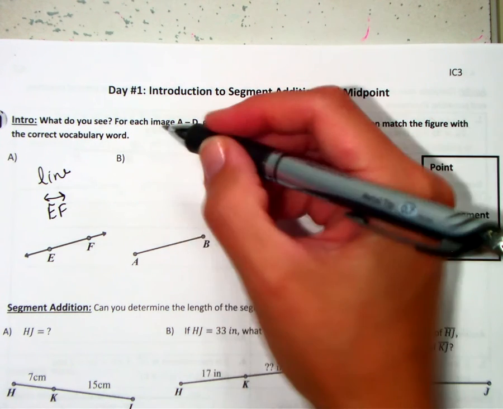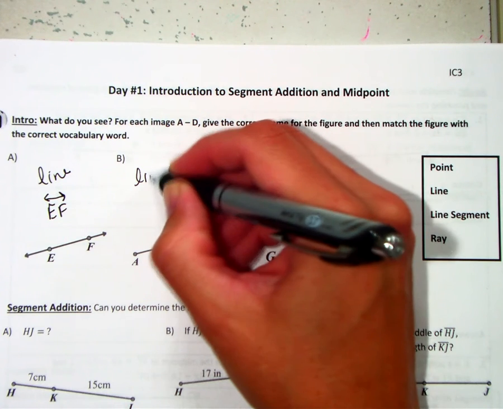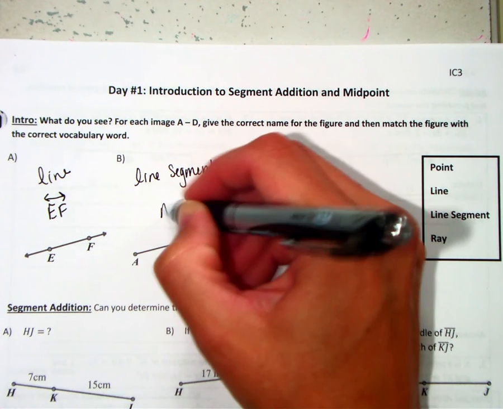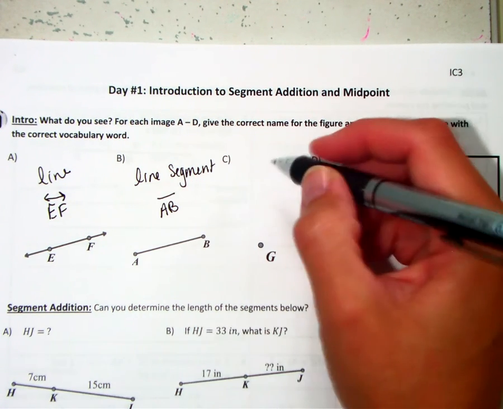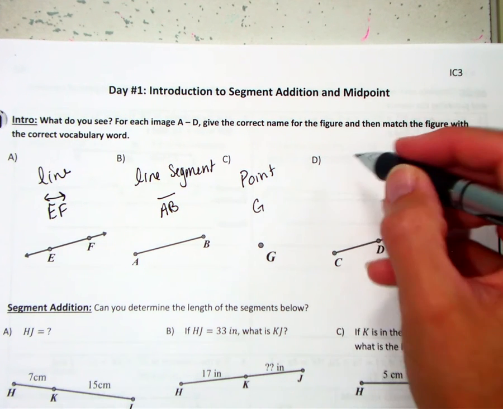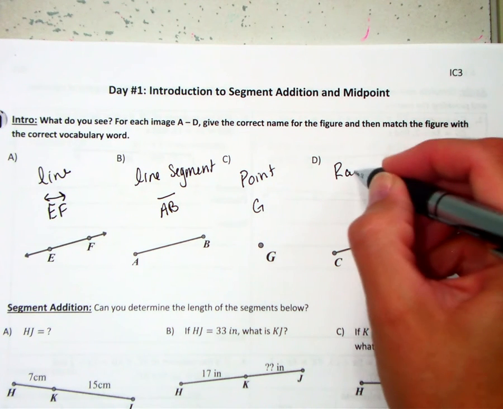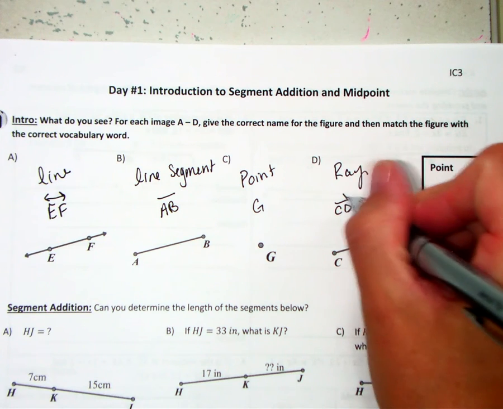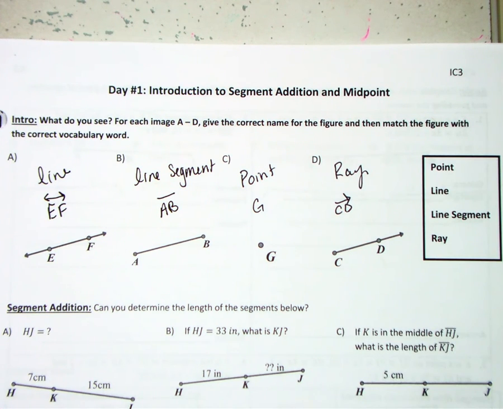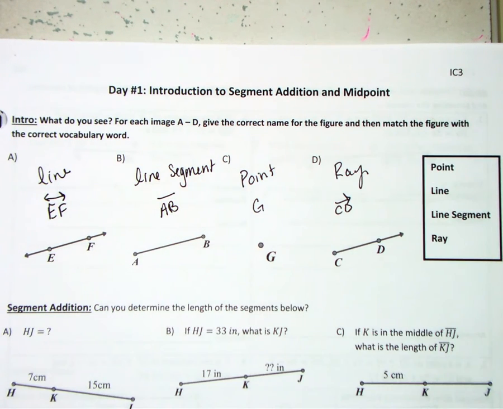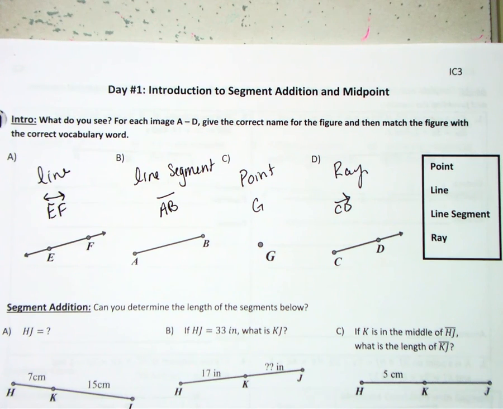Letter B is a line segment, AB, or it could be BA. This is point G, and this is a ray. This one has to be CD. It can't be DC. But the first two could have been in different orders. Okay, we're going to jump into the segment addition part of this.